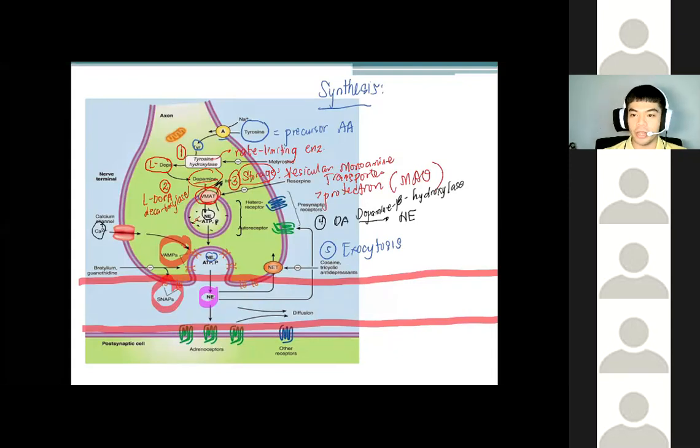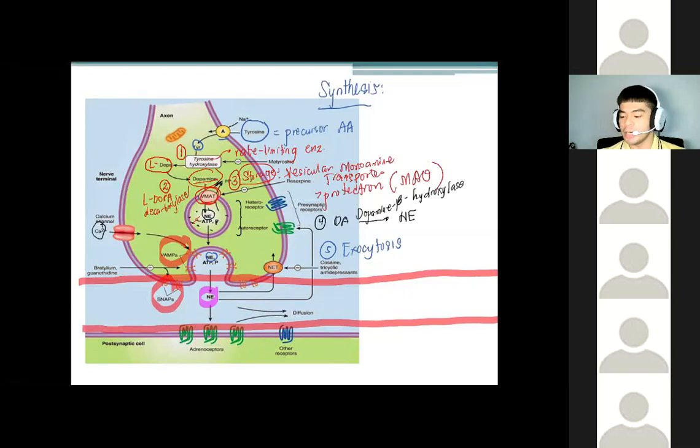So let's recall them. Number 1, sama-sama na to as synthesis, storage, and also release. Number 1, tyrosine to L-DOPA. Next, L-DOPA to dopamine. Number 3, itatago. Importance of pagtatago, protection against enzyme. Number 4, dopamine becomes norepi. And then number 5, release via exocytosis. Okay? Again, connected siya sa mga na-discuss ko sa mga nangyayari sa presynapse.